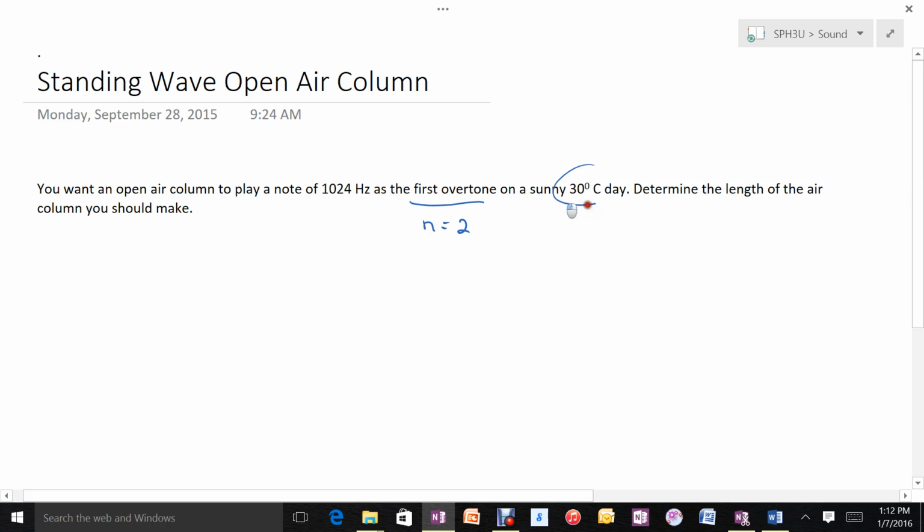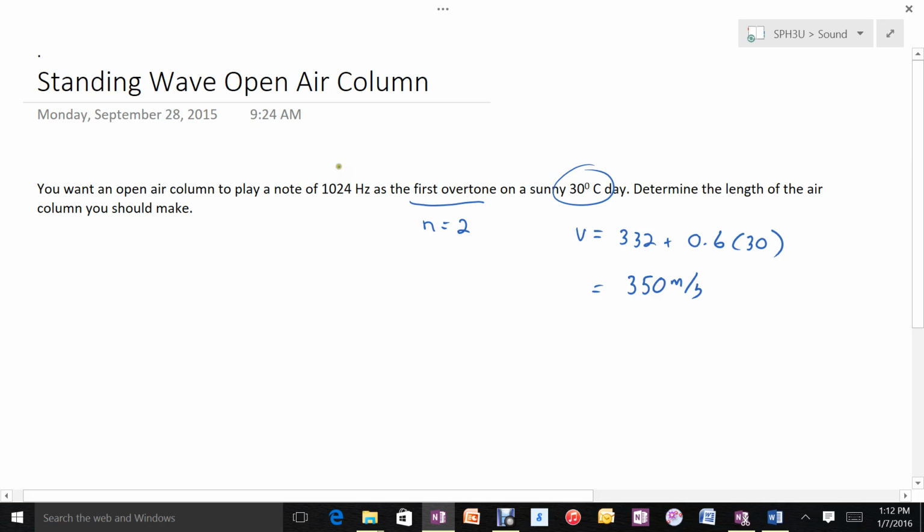As soon as I see this temperature, I'm thinking I need to find the speed of sound, so I'm going to do that really quickly. 332 plus 0.6 times 30 degrees Celsius. So I've got a speed of sound of 350 meters per second.